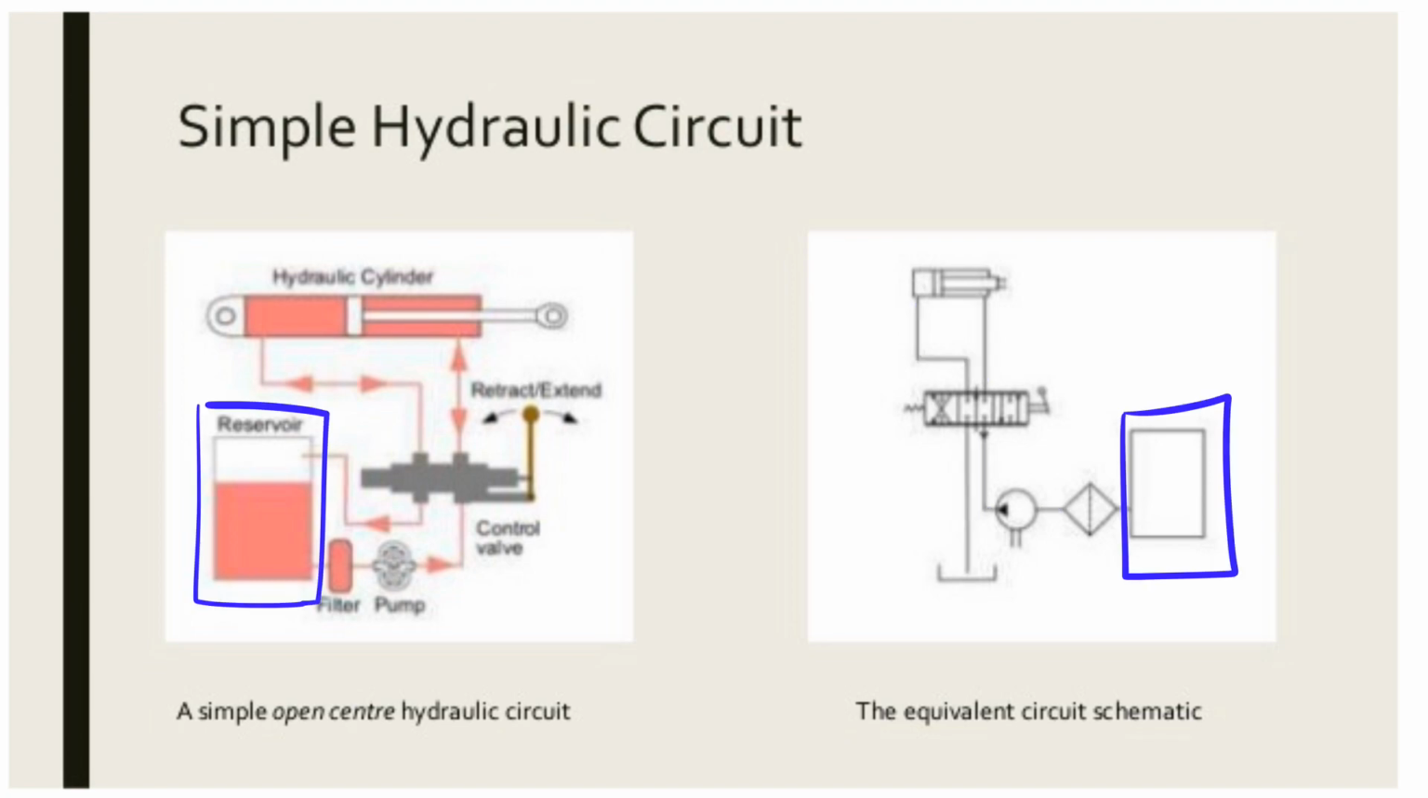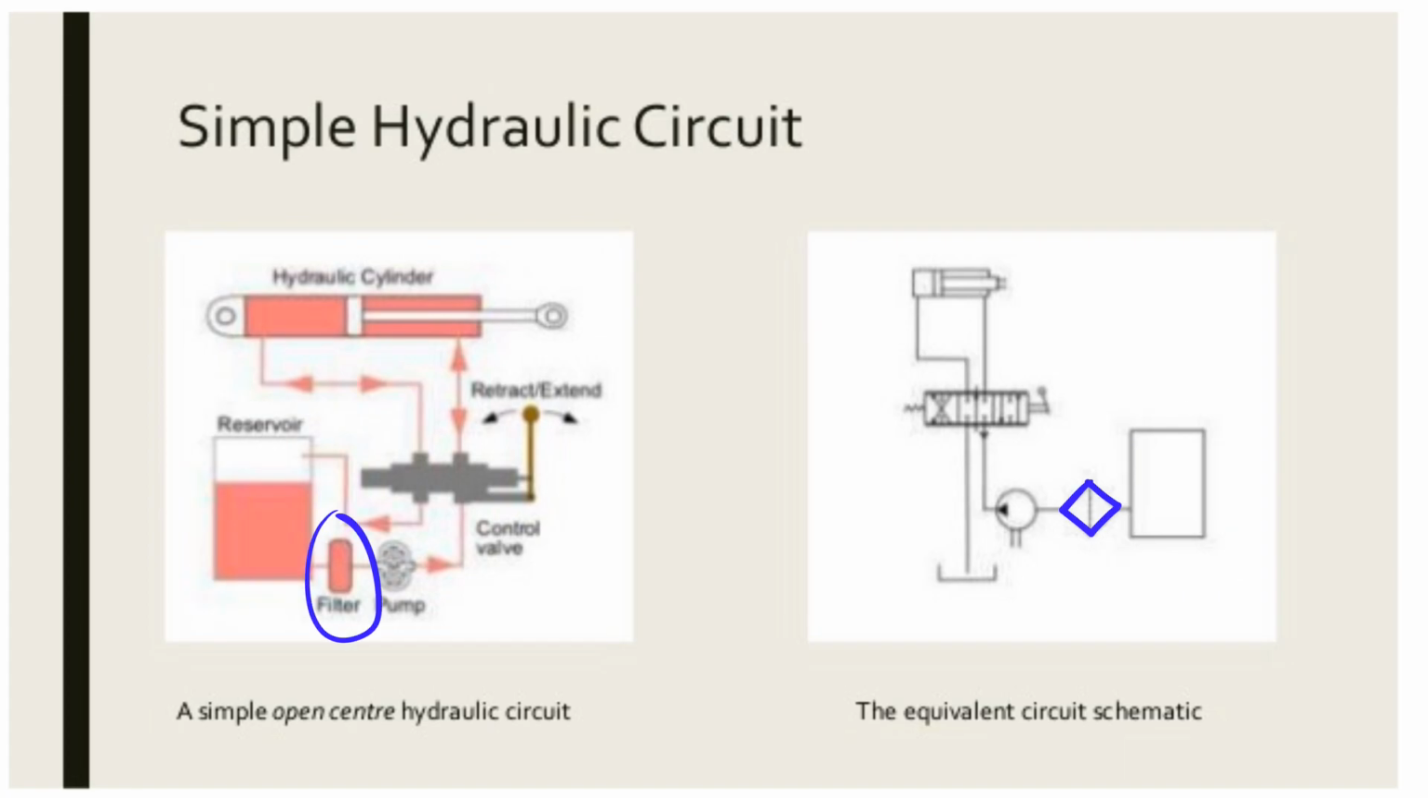The reservoir is represented by a large blank rectangle, and it stores the hydraulic fluid. The filter is represented by a diamond shape and filters any harmful materials out of the liquid. The pump is represented by a circle. In this case, this pump is unidirectional, as seen by the single arrow. It moves the fluid in the direction it's supposed to go.